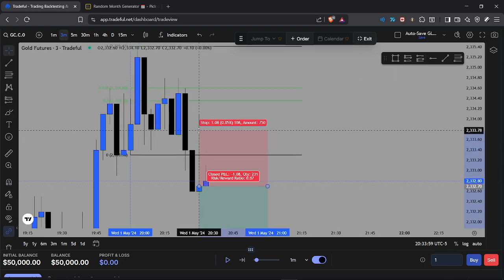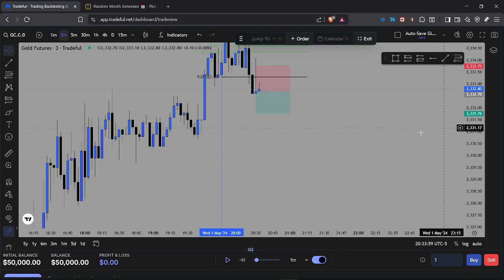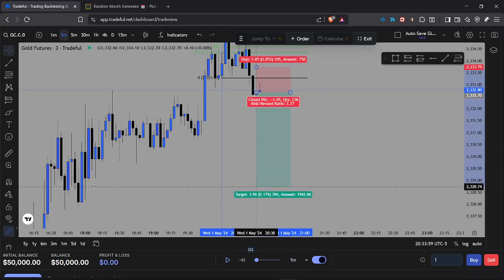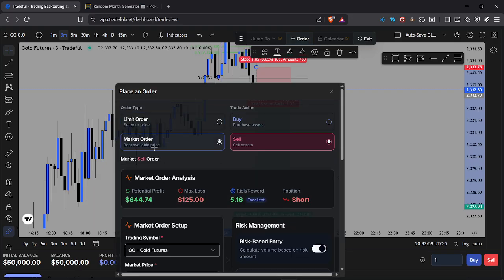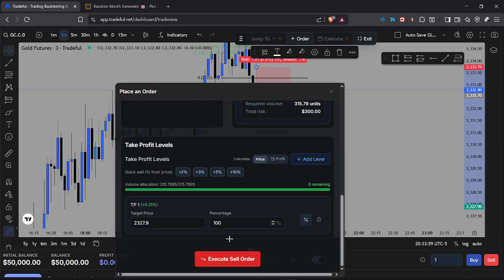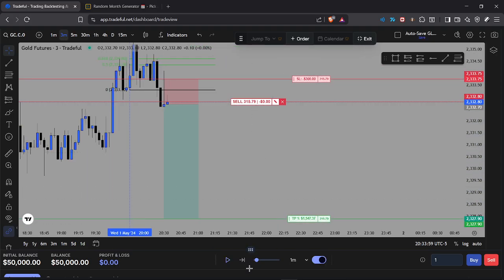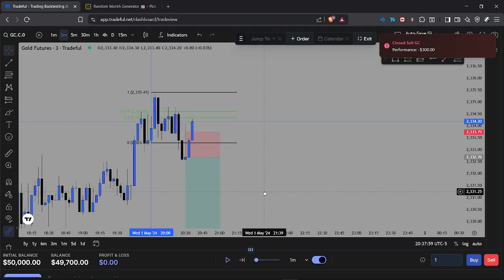Stop loss goes above the FVG. And I don't remember the targeting, but I think the targeting was like around 4R. So like something like this. Let's market order it. Let's risk like, what is it, like 300? Yeah, okay.